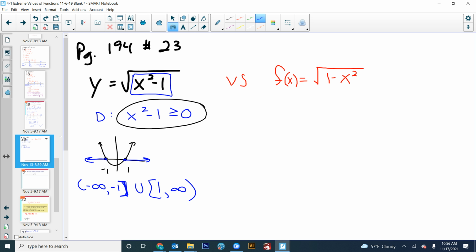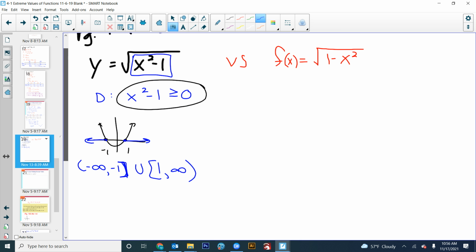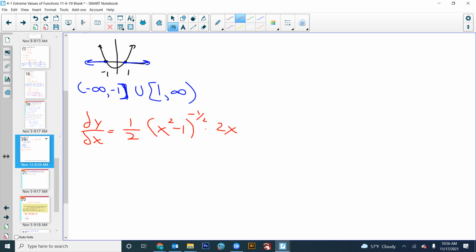All right. Question. What's the derivative? I don't want to go through the whole problem, but I want to help you. Okay? dy/dx: 1/2, leave the inside alone, subtract 1 from the exponent, times 2x. The derivative of this thing is x over the square root of x squared minus 1. That's the derivative. Step 1.